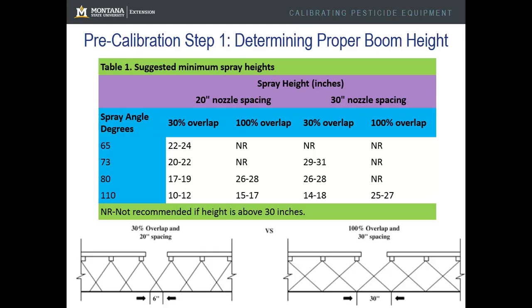Whereas if using nozzles emitting a spray pattern of 110 degrees, applicators may set the boom only 10 to 12 inches off the spray canopy, thereby reducing drift significantly. Booms may be raised to increase overlap of nozzles or lowered to decrease overlap of nozzles to desired overlap.